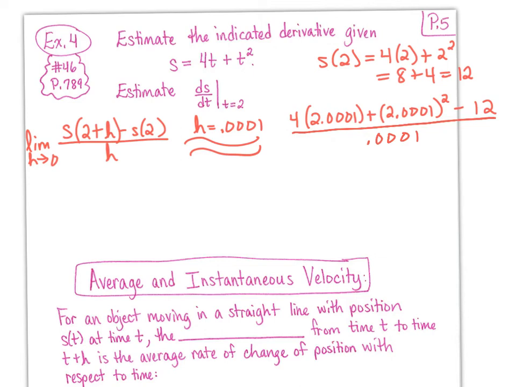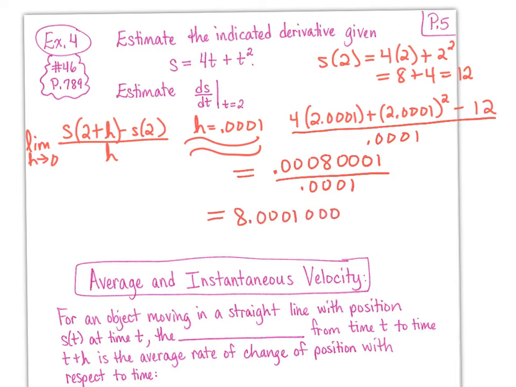You enter that into your calculators, you're going to get 0.00080001 divided by 0.0001. Once you evaluate that, you're going to get 8.000100000001. That number is really close to what? 8. So that's why we say this will be 8. All of that to say that the derivative of s evaluated at t equals 2 will be 8. And in the next section, you'll learn a nicer way of doing this.